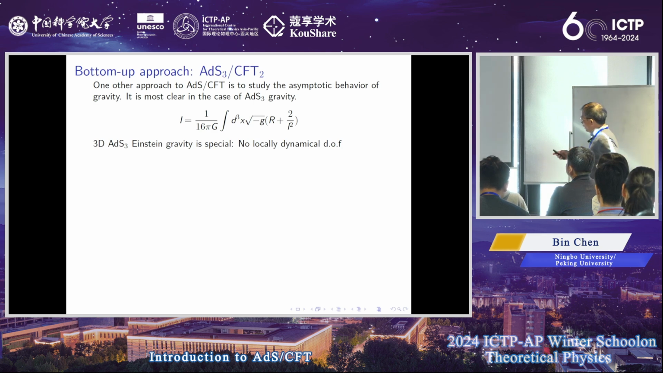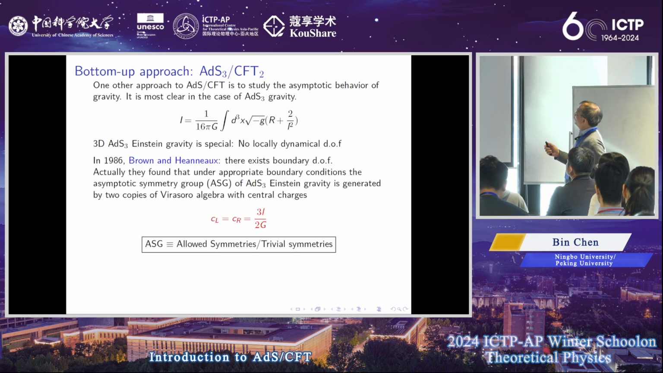But nevertheless, we know that in 1986, Brown and Henneaux pointed out that even though we have no dynamical degree of freedom in 3 dimensions, there could be some boundary degree of freedom, or sometimes it's called the global degree of freedom.